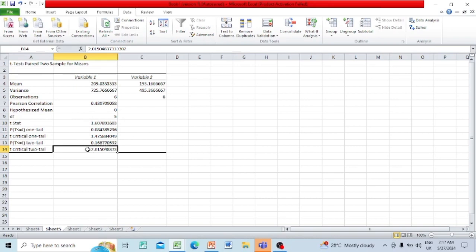Given that our test value is lower as compared to our critical value, it is outside of the rejection region. Therefore, we will accept the null hypothesis. So that is how we use the t-test, and that is how we use Microsoft Excel in calculating the t-value in doing the t-test.